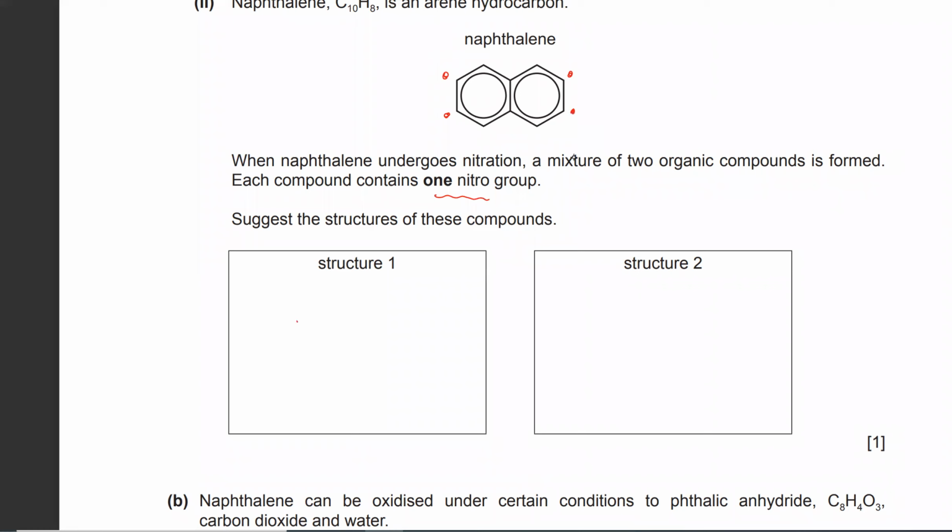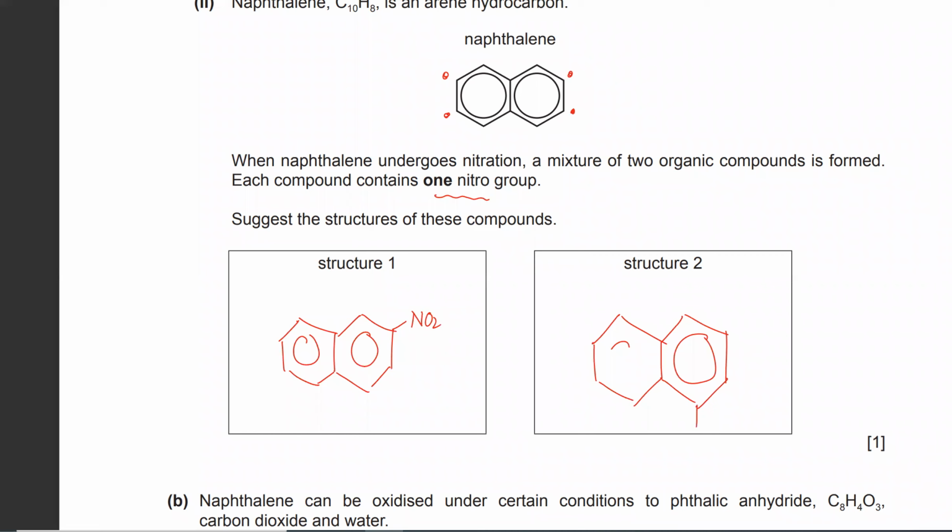So let me just quickly draw one of them. We're drawing the first one. So that's one. And what's the other one? The other one is this one. Now these positions are exactly the same. You put an NO2 over here, or you put it on top over here. They're flipped around versions of each other. Or you put it over here, or over here. They're exactly the same positions.